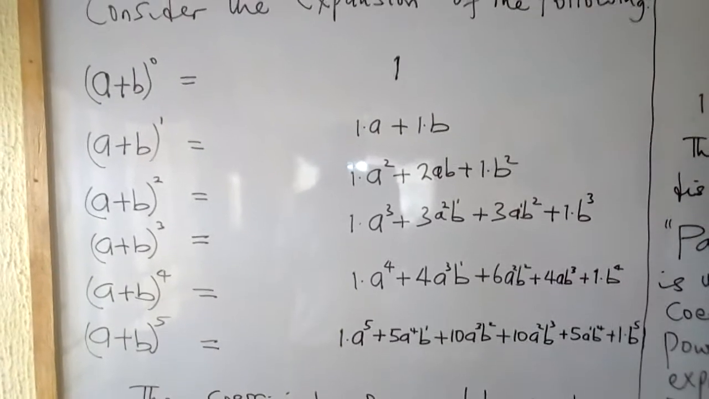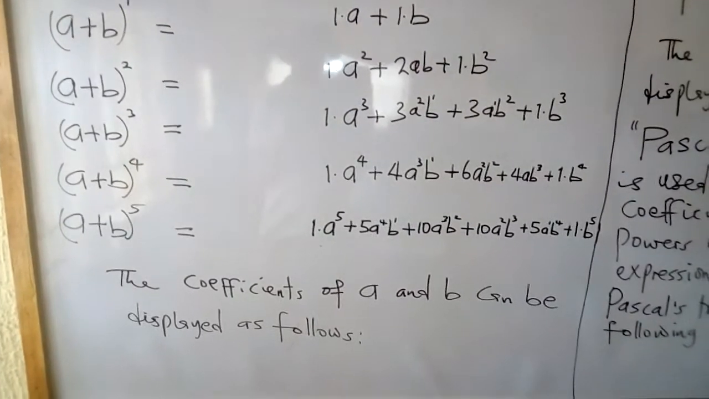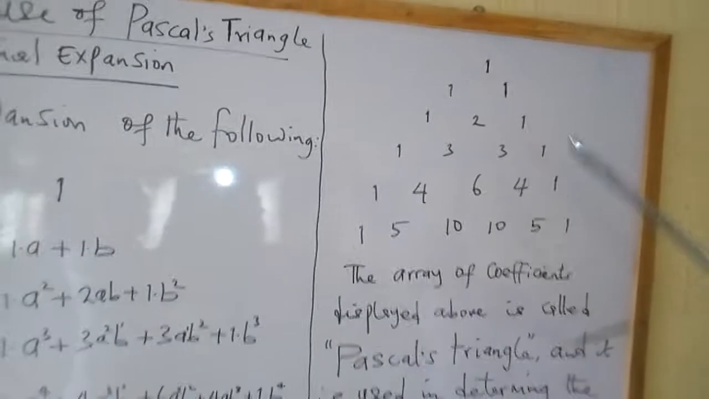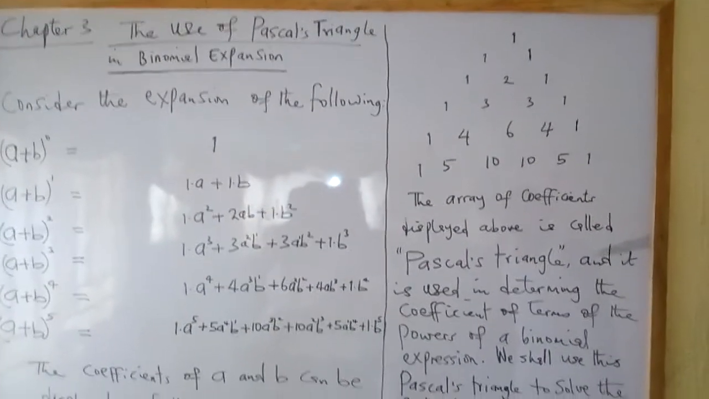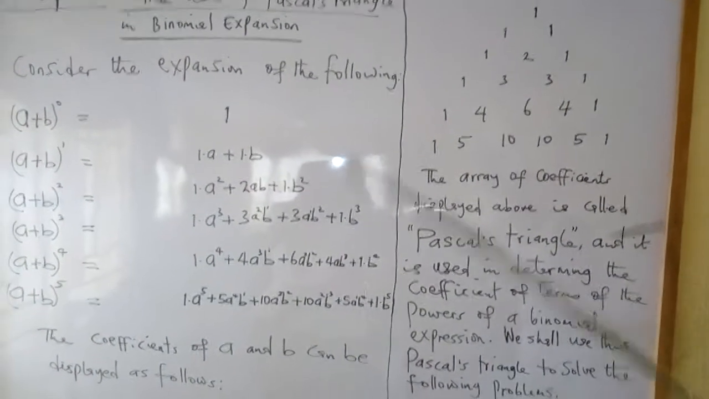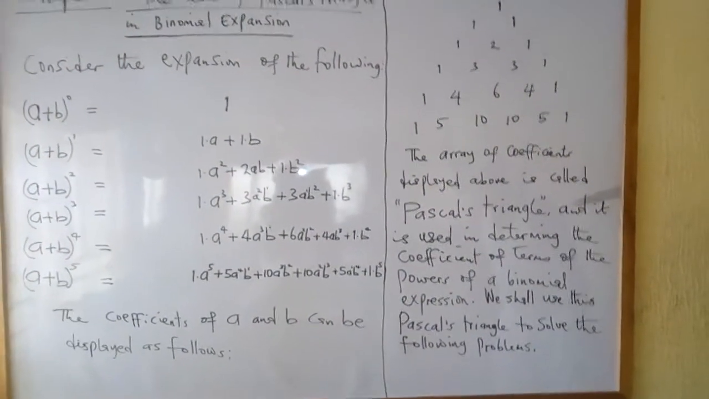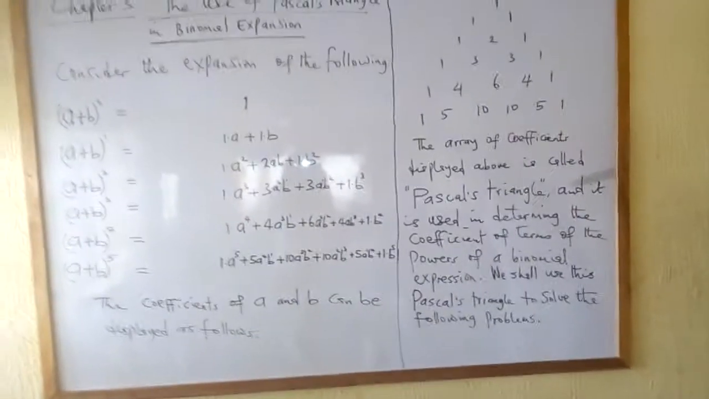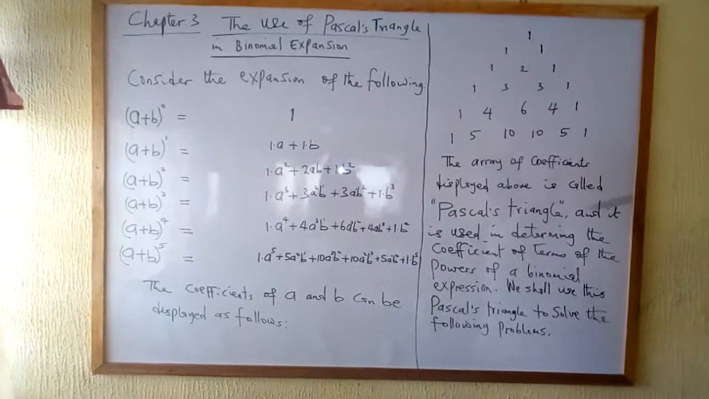Now, we are going to isolate only the coefficients of a and b. From the isolation, you can see that the coefficients form a triangle, which we call Pascal's triangle. Now, what do you notice from this Pascal's triangle or from the expansion? From the expansion, you notice that the sum of the powers of each term is equal to the power in the original expansion.